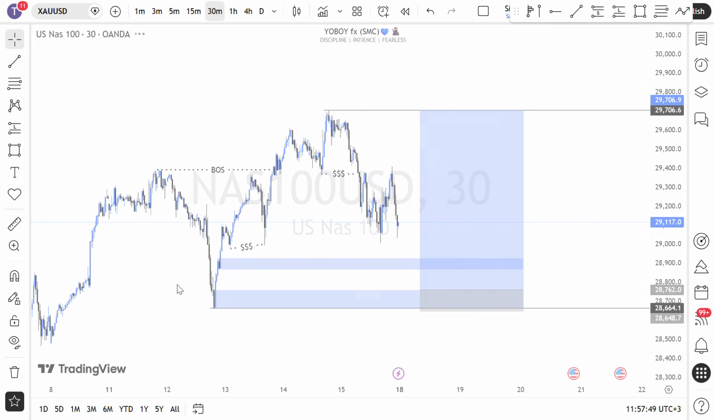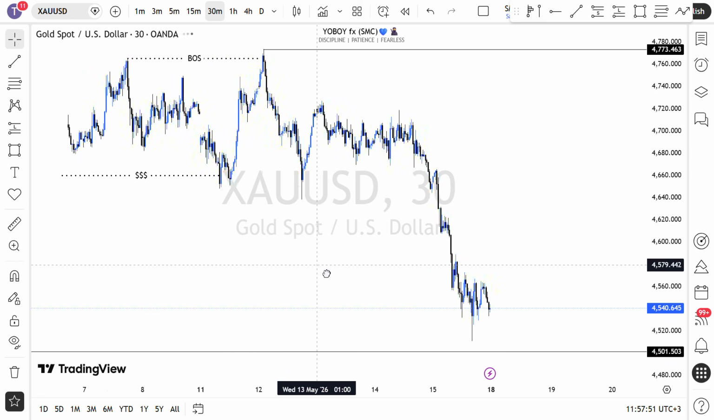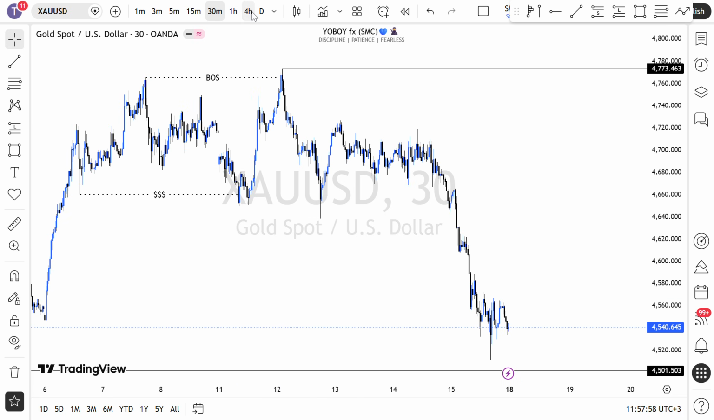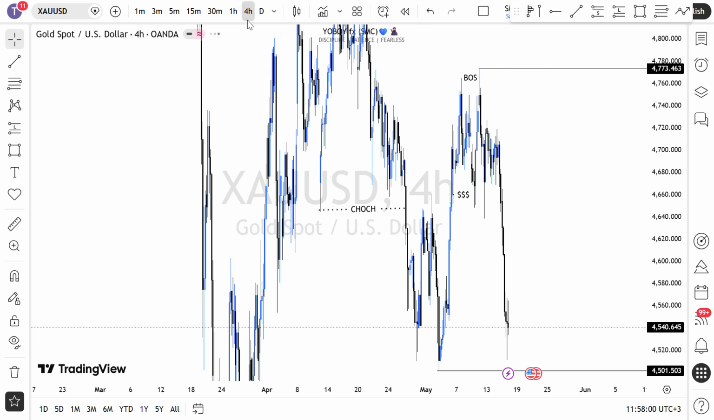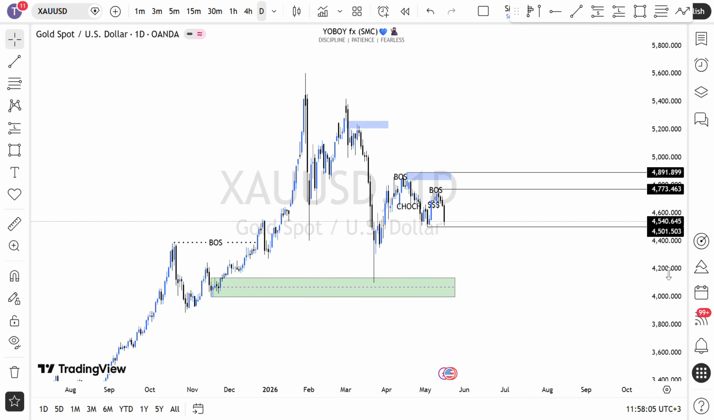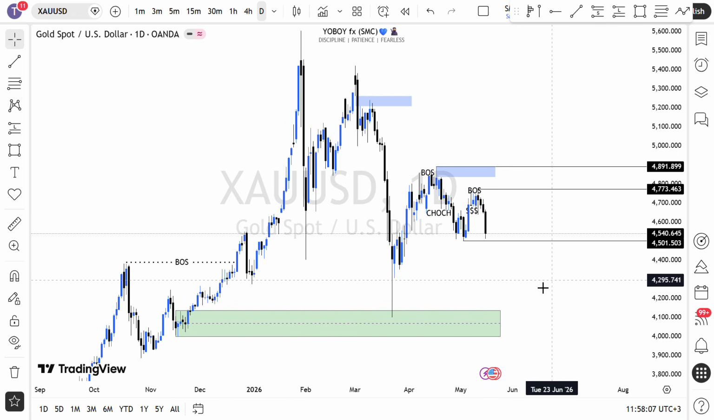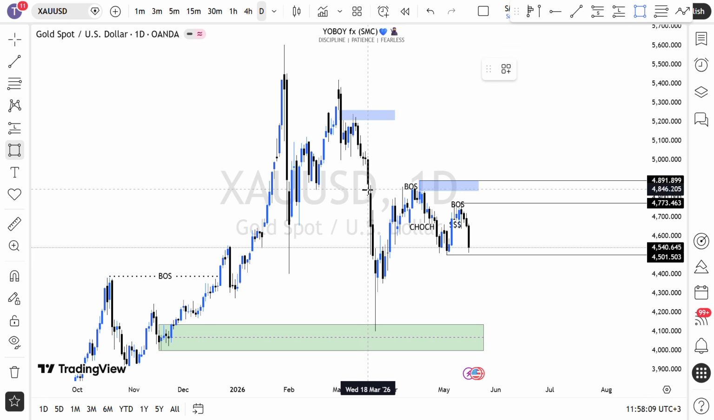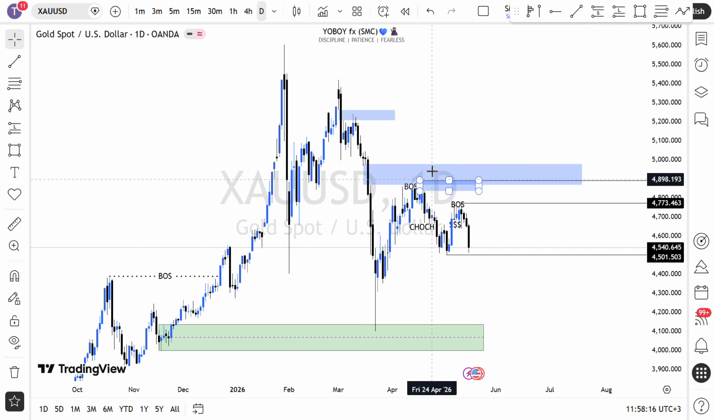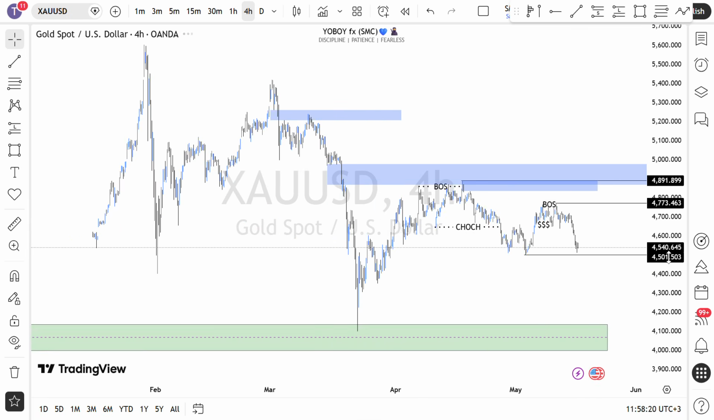So I also have XAU USD. On XAU USD, we had a very huge drop to the downside. We had the change of character here to the downside. And remember, the bias comes from the daily time frame. On the daily time frame, price came into this fair value gap, and then we had a change of character inside the 4 hour time frame.